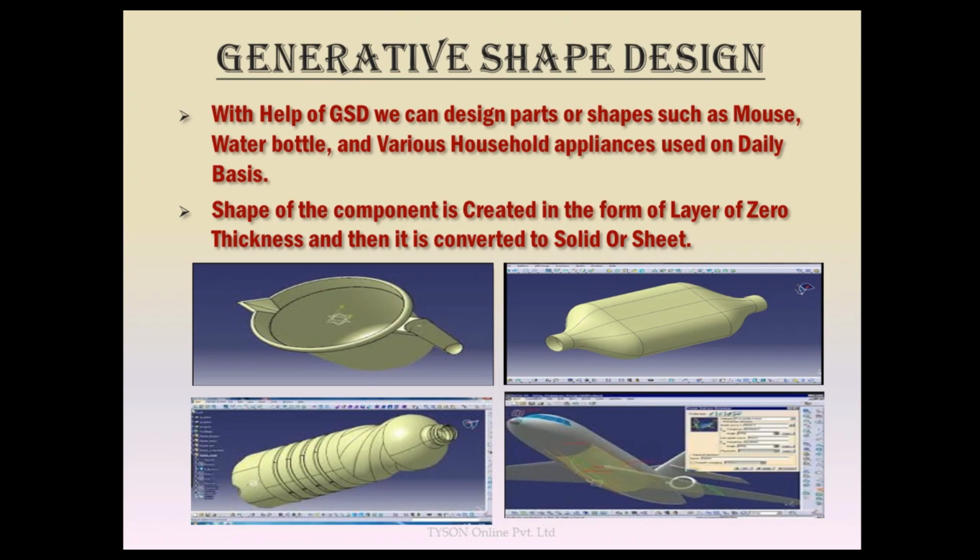The layer for that, the shape or the layer of zero thickness, is called zero thickness because it is an imaginary layer. It exists in the software only. Okay, so the layer of zero thickness is created first, and then it is converted into solid or sheets, anything according to the requirement. So this is generative shape design, and it is the most important workbench used in CATIA.